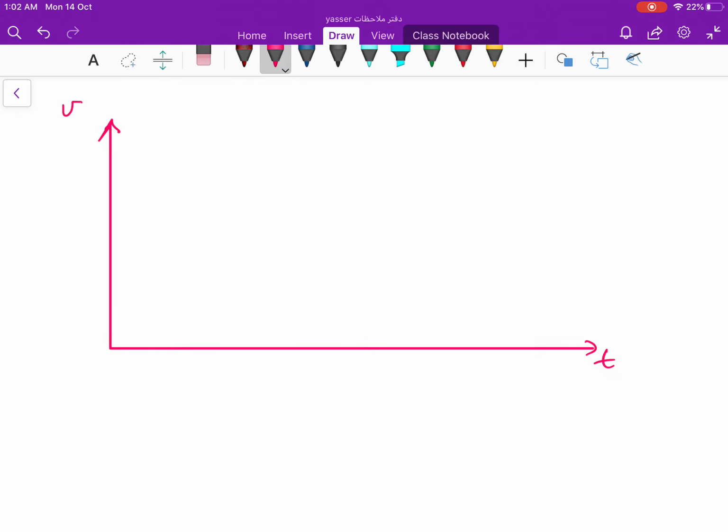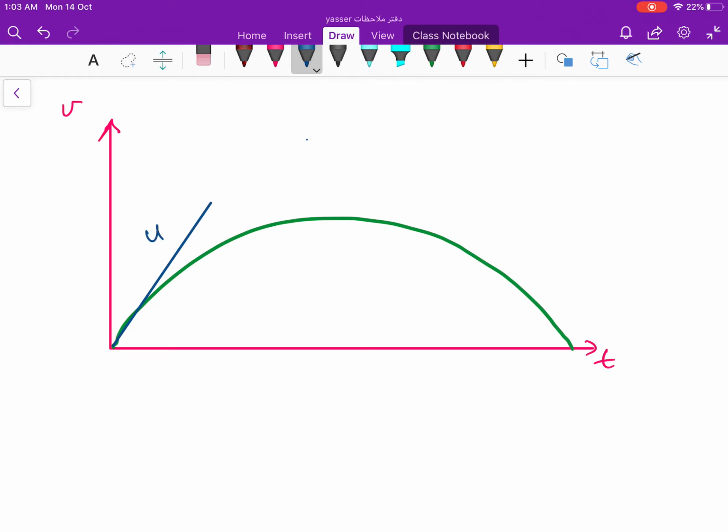We are going to try to describe the kind of motion if the motion is in a smooth curved line like this, and we have the initial velocity. Here is the initial velocity u, and the initial velocity makes an angle theta with the horizontal, and we are going to resolve this velocity into components perpendicular to each other, ux and uy.